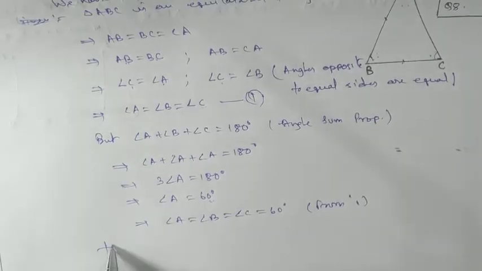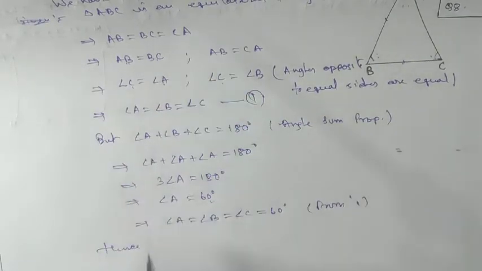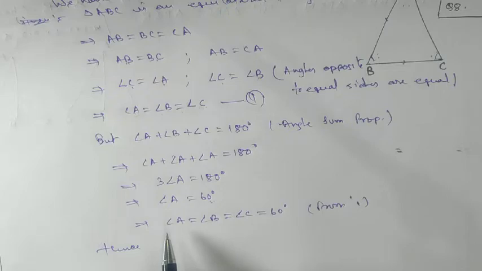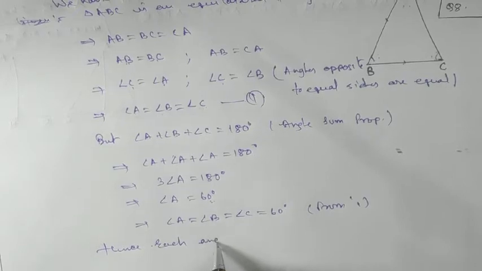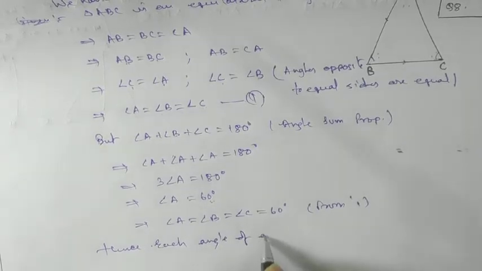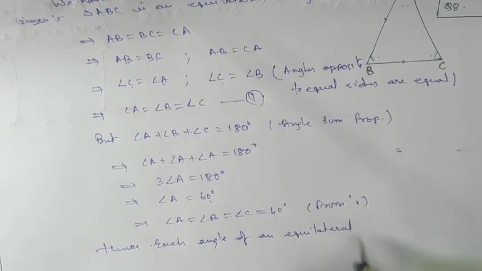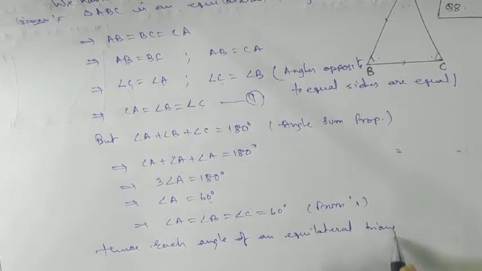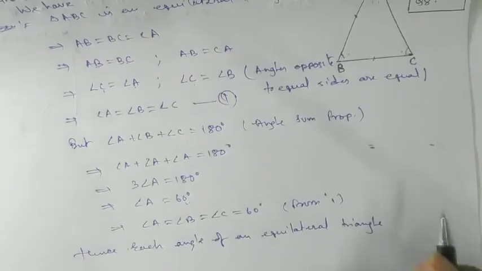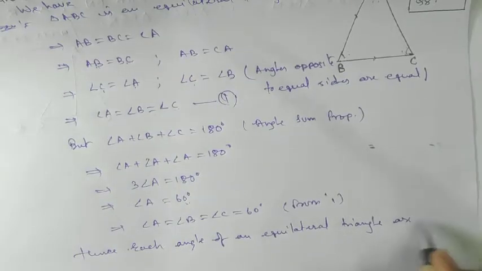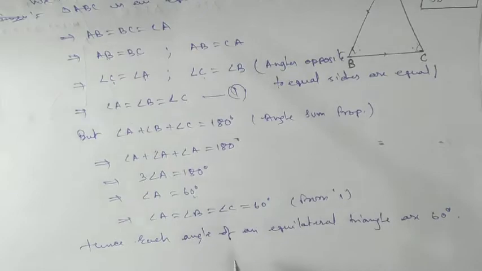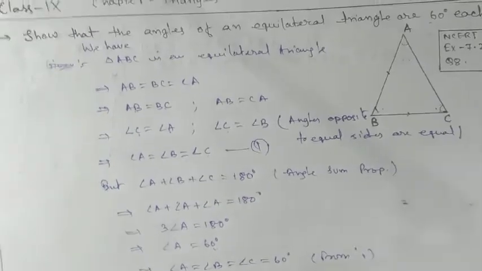Hence, what? Angles of an equilateral triangle are 60 degrees. Okay. Hence each angle of an equilateral triangle is 60 degrees. Okay, next problem we'll go.